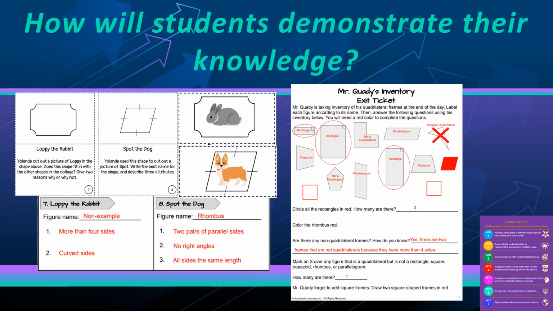MTR 5 is really present in the second example. Students use patterns and structure to help understand and connect mathematical concepts. Students are looking at a variety of polygons to determine which can be classified as quadrilaterals, taking prior knowledge and applying it to the new knowledge to expand their thinking and reasoning.